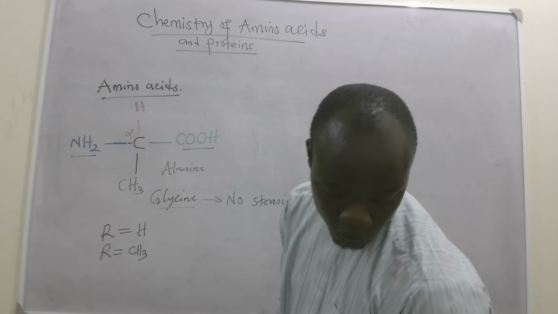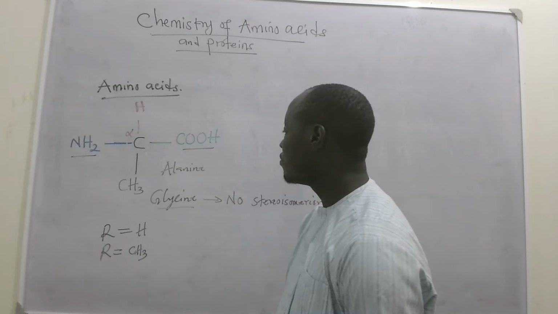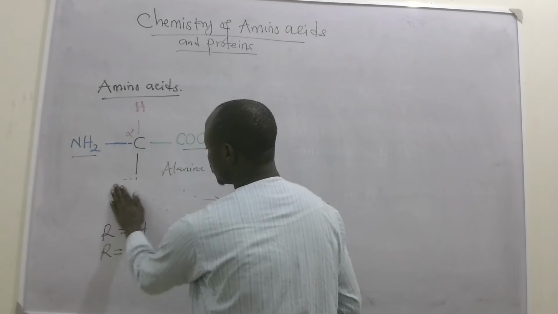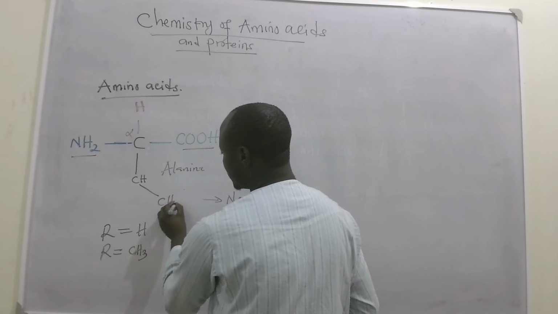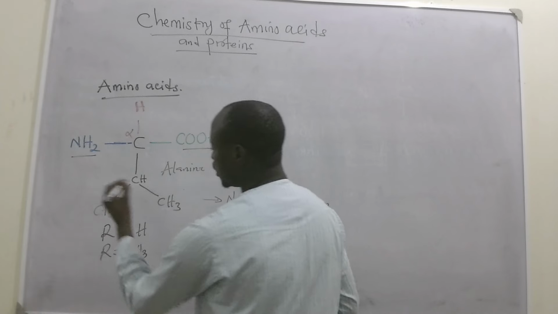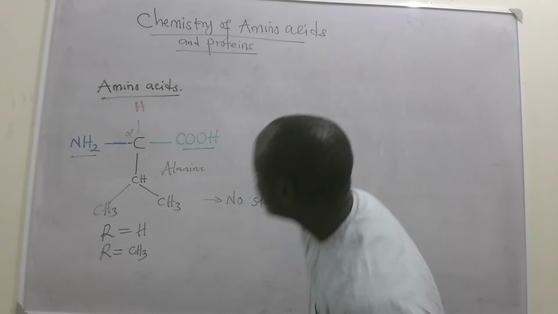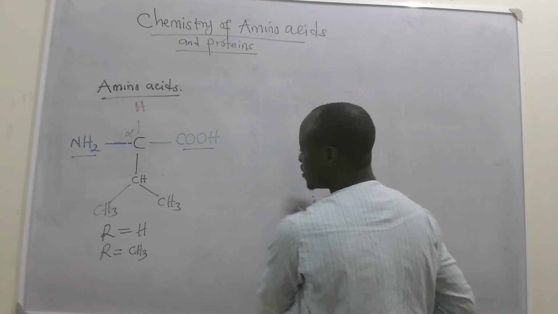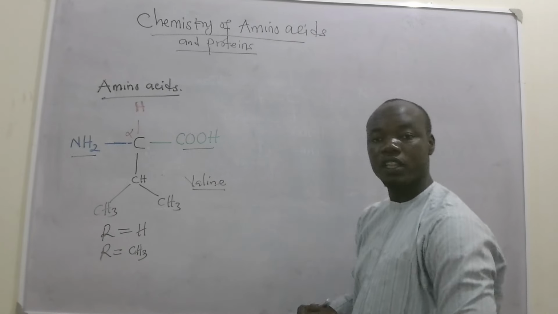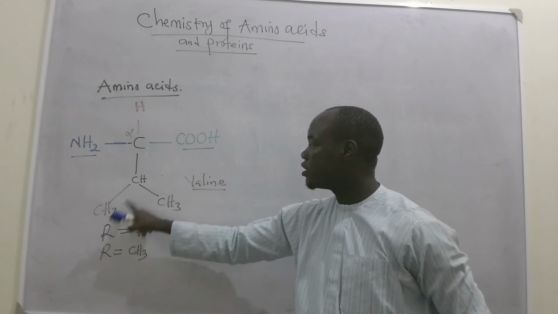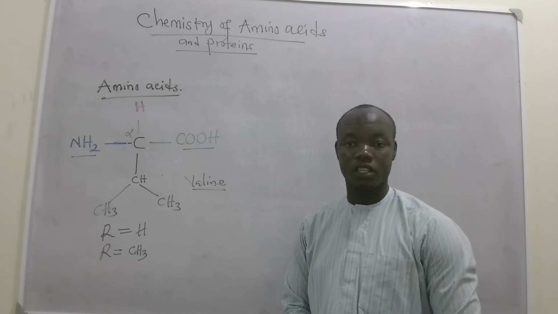So, for example, in the situation where we have valine, what happens in the case of valine? Valine actually has something like this. It has the CH here, then, of course, another CH3 here, then we have CH3. So if you look at the side chain here, you will understand that this is our valine. In the case of valine, it has a CH and two different CH3 groups attached to it.